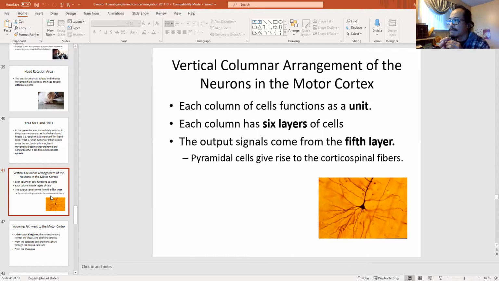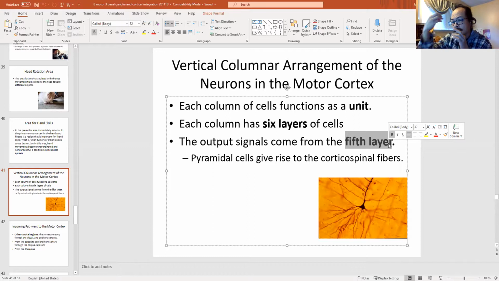fifth layer. They will receive all this information, collect all this input, and produce one output command. That output is from the fifth layer. There is a special type of neuron, the upper motor neuron, to conduct that kind of output signal. This neuron is called the pyramidal cell.